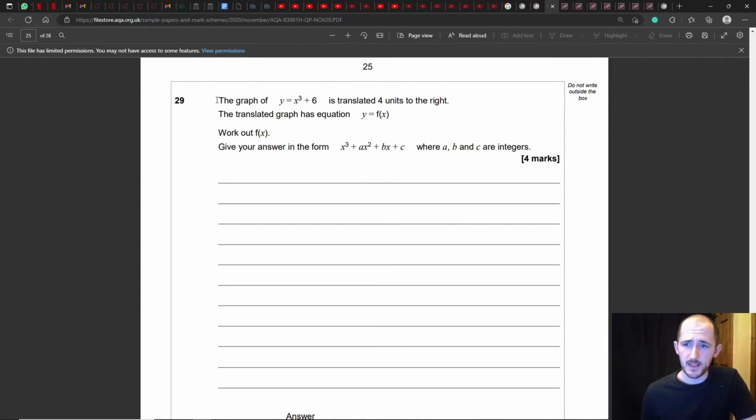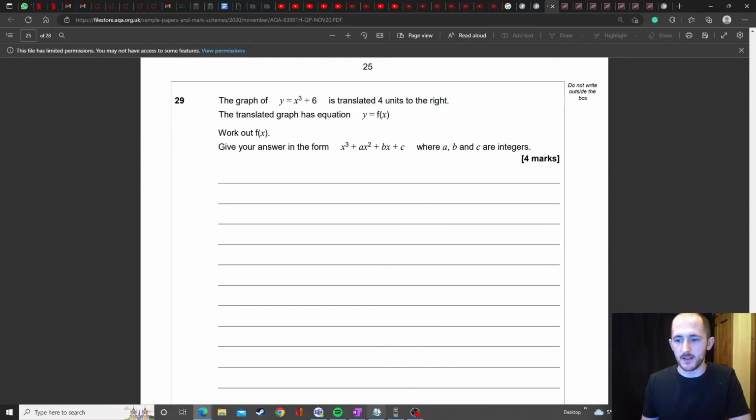But it tells me it's been translated 4 units to the right, and it needs to give this answer in the form. A lot of students will approach this question and be apprehensive about it. They won't know how to answer it. But if we take it step by step, every piece of information is useful. They've told us the original equation, which is pretty obviously going to be useful, and it's translated 4 to the right. So what I would do is think, what does it mean to be translated 4 to the right? Well, okay, you know what?